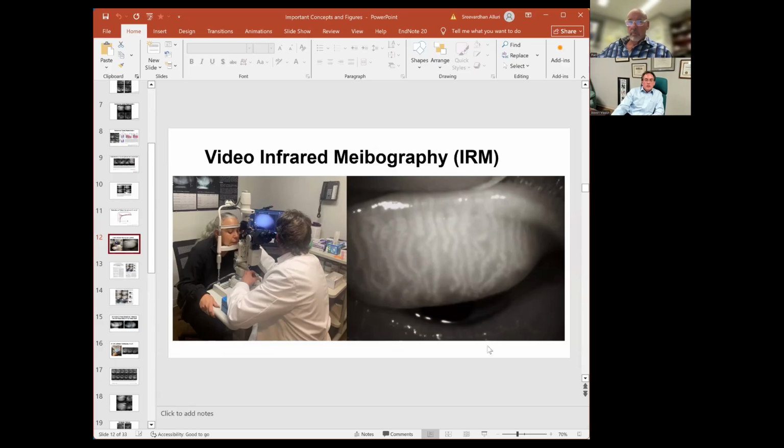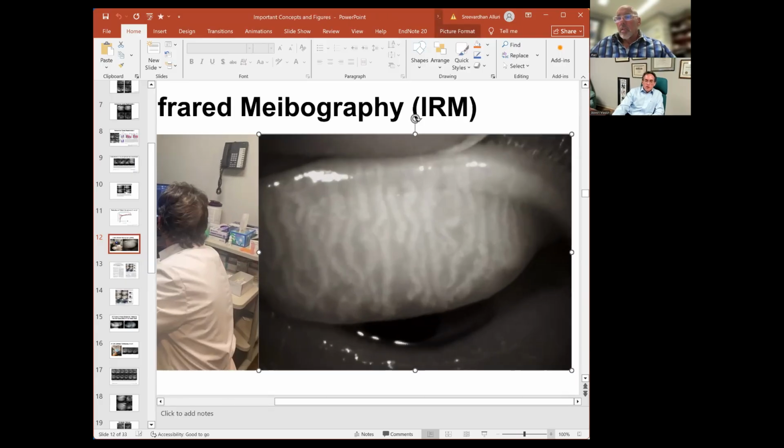Okay, so here we're performing infrared meibography on, actually, one of my staff members. The right part of that slide is the result, the meibography. There's a lot of information here, but ultimately we're just going to focus on a few points. Claire, if you're able to zoom in on the meibography, that would be great.